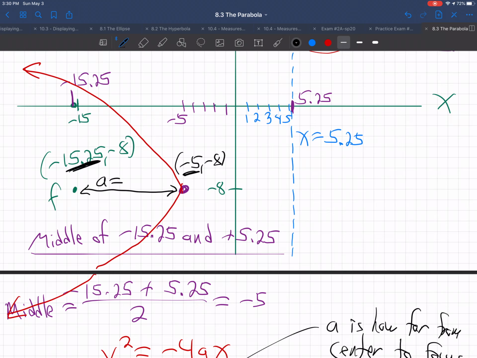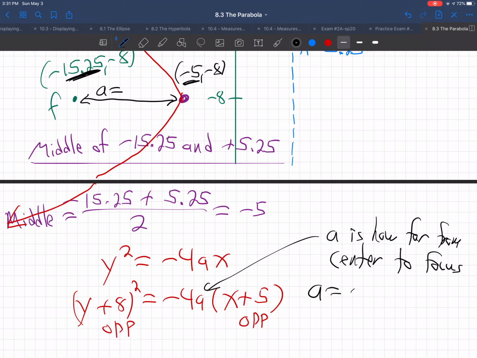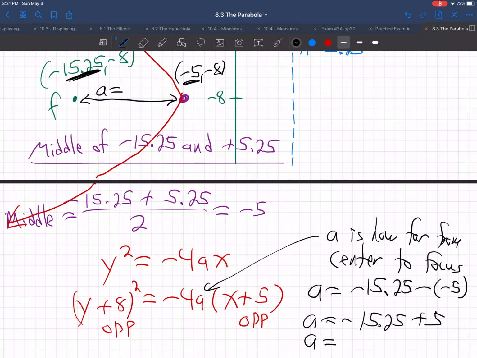So how far is A? What is A going to be? How do you find the distance between two things? You subtract them, right? So A will be negative 15.25 minus negative 5, which is actually going to become adding because of the double negative. So A is negative 10.25.